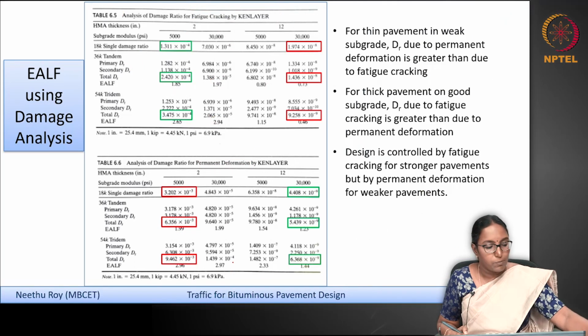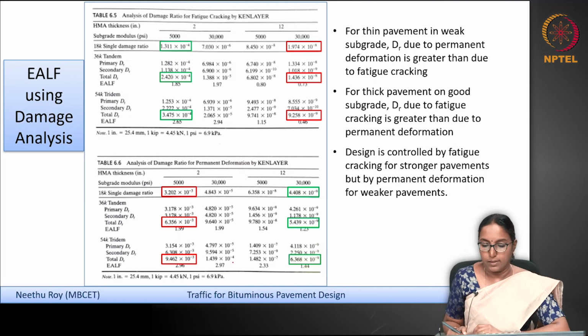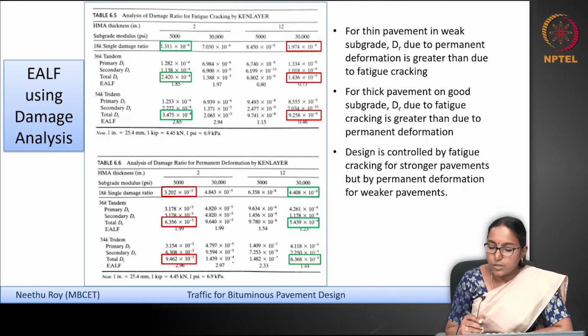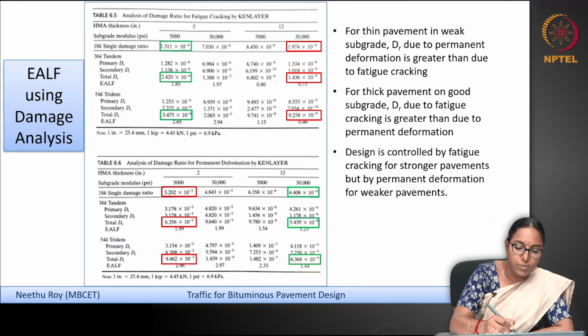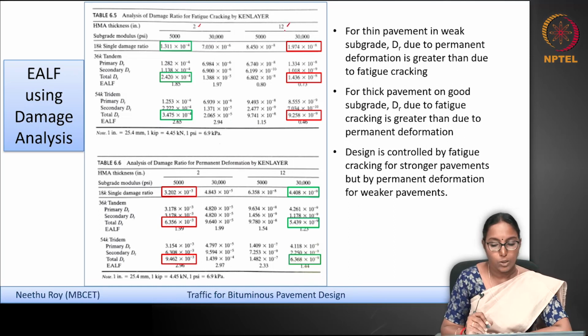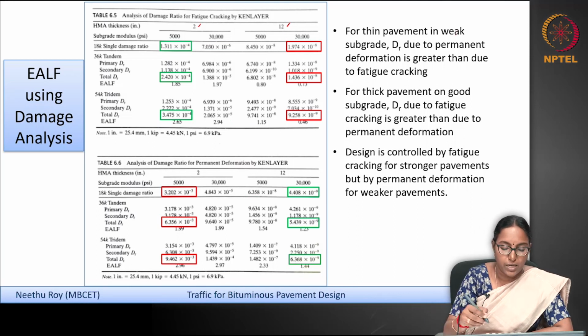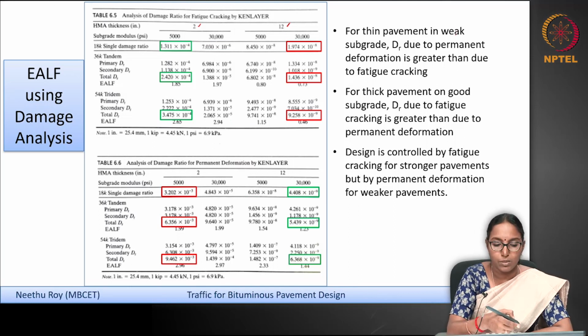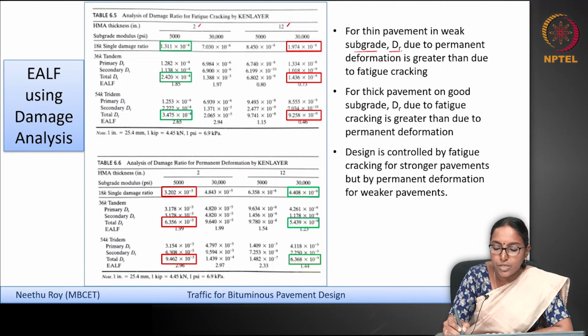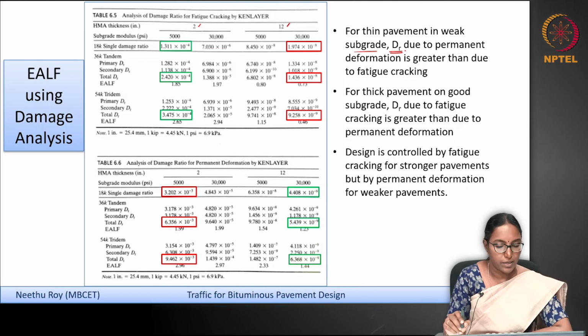So we will note some observations from this analysis. In this study there is a thin pavement and a thick pavement. The thin pavement is a 2-inch pavement and the thick pavement is a 12-inch pavement. What is observed is that for the thin pavement on a weak subgrade, the weak subgrade being the one with 5000 psi and the strong subgrade the one with 30,000 psi, the damage ratio due to permanent deformation is greater than the damage due to fatigue cracking.